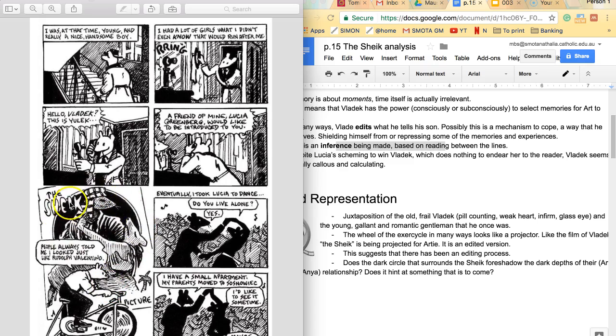There was also some commentary about the black circle behind here, as if that's foreshadowing the kind of dark depths of Vladek and Anya's future relationship, or possibly Vladek and Lucia. It spelt the end of it that he didn't really want to commit. But you could have a little think about that and see where you go with it.